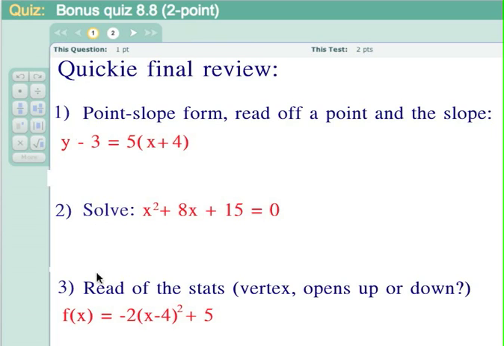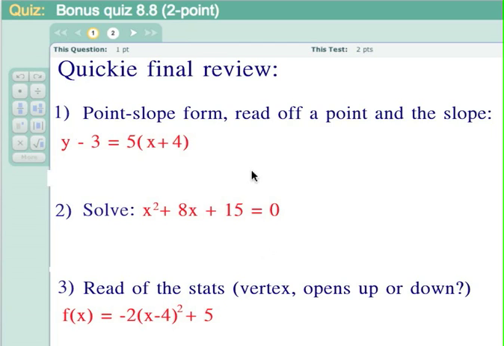Here are three problems. And this one is from chapter 2. And this one is from chapter 5.8, though we could also solve it using chapter 8 techniques. And this is from our current position in chapter 8. This is 8.6, 8.7 land. And it's reading off the stats of a parabola that's in vertex form.